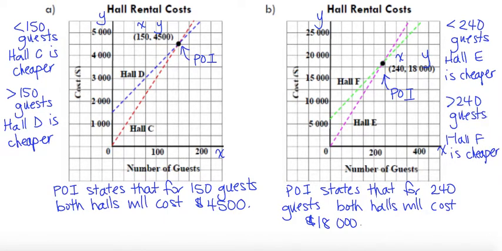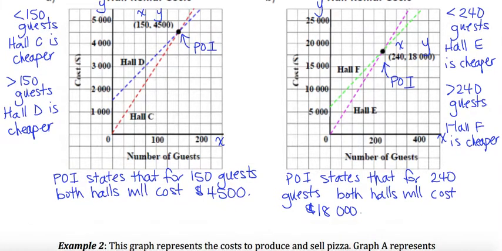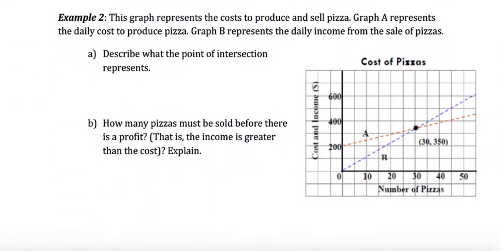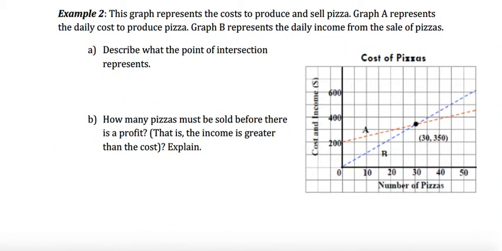There we go. Okay. So now that we've looked at those two examples, let's look at another context. So an example with a different context for the question. So example number 2, we're going to refer to this graph right here, which is the cost of pizzas. So the graph represents the cost to produce and sell pizzas. So if you happen to work at like Domino's or Pizza Hut or whatever it happens to be, this would be something that refers to that.